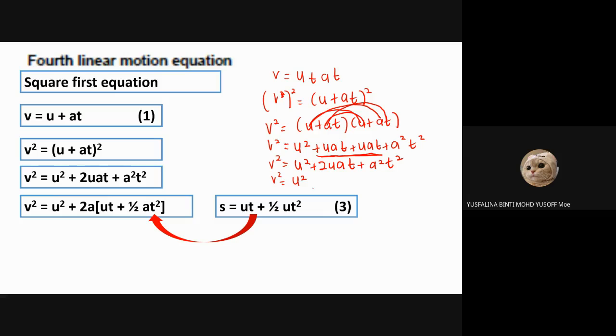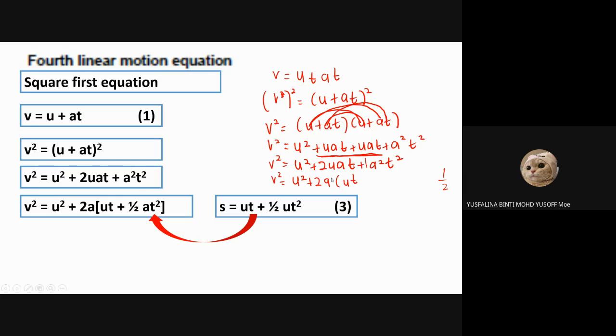Okay, plus 2A, and then what should be left is UT. For this part, since they didn't have 2 here, we put it as 1 over 2. Because if you multiply 2 with 1 over 2, you will get 1 here. Because this one is actually 1, right?